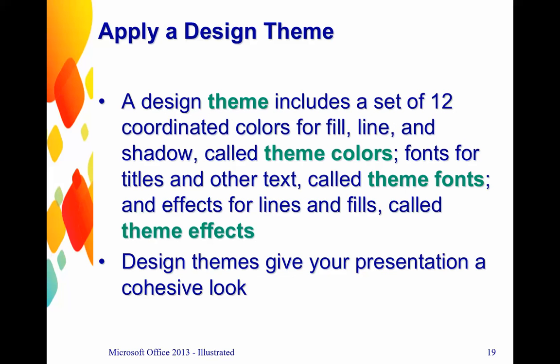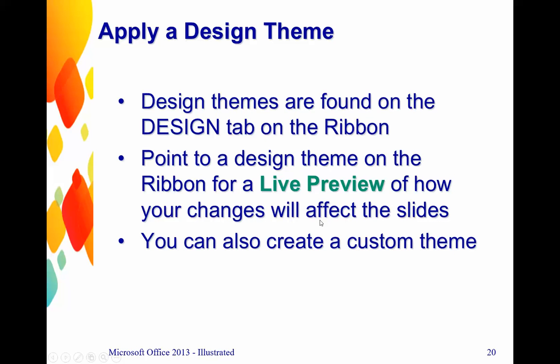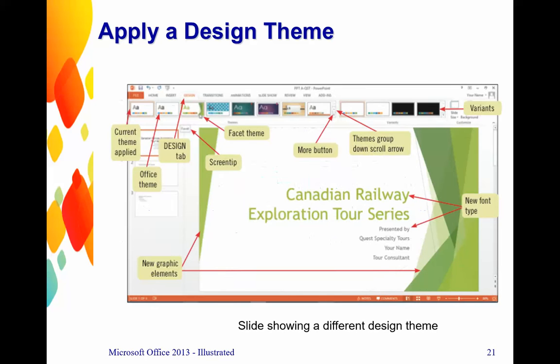And we have, again, themes: a set of 12 coordinated colors for fill, line, and shadow called theme colors. We have fonts for titles and text called theme fonts, and effects for lines and fills called theme effects. We know that themes is on the design tab, and we can look through each theme using live preview to show us how each slide will change based on the theme that we choose. Right now we have the Facet theme showing, so we have the green.